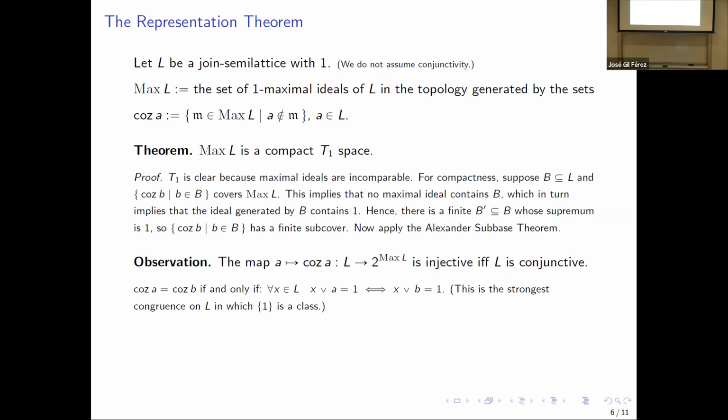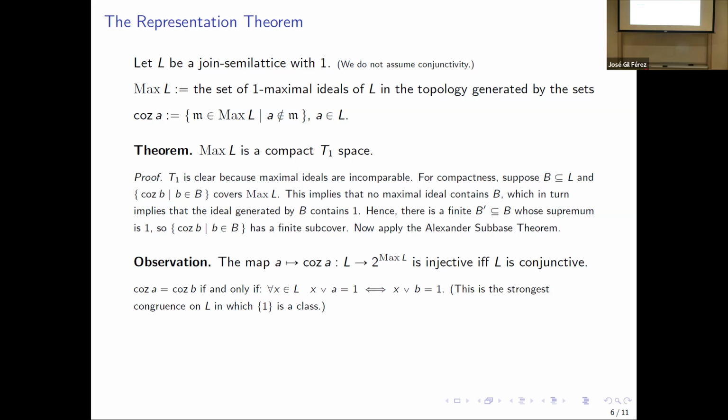For compactness, and this was a surprise to me, the analogy doesn't go any deeper. In the spectrum of a lattice, the compact opens correspond to the elements of the lattice. In this case, it's only the top that's compact. The other elements don't give rise to compact sets. But the proof is quite easy.